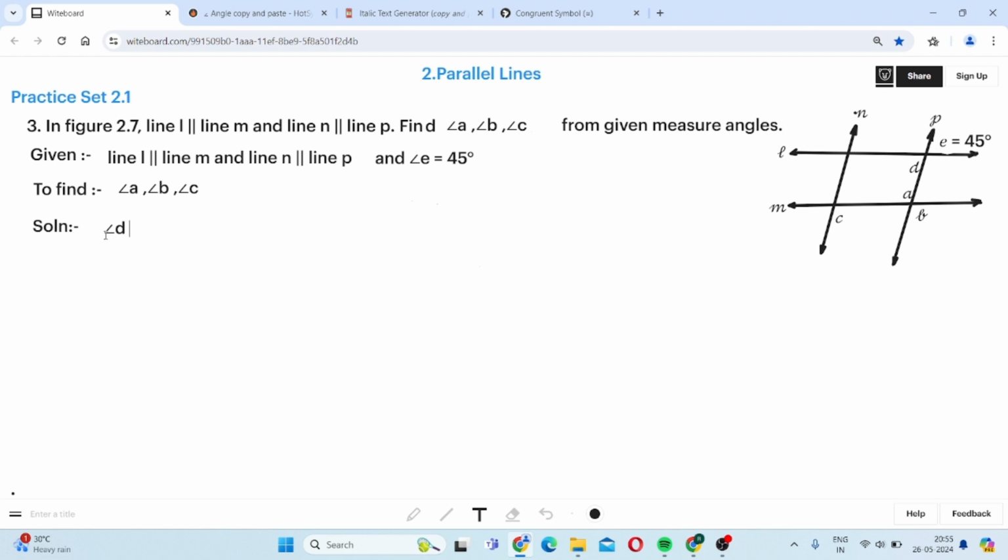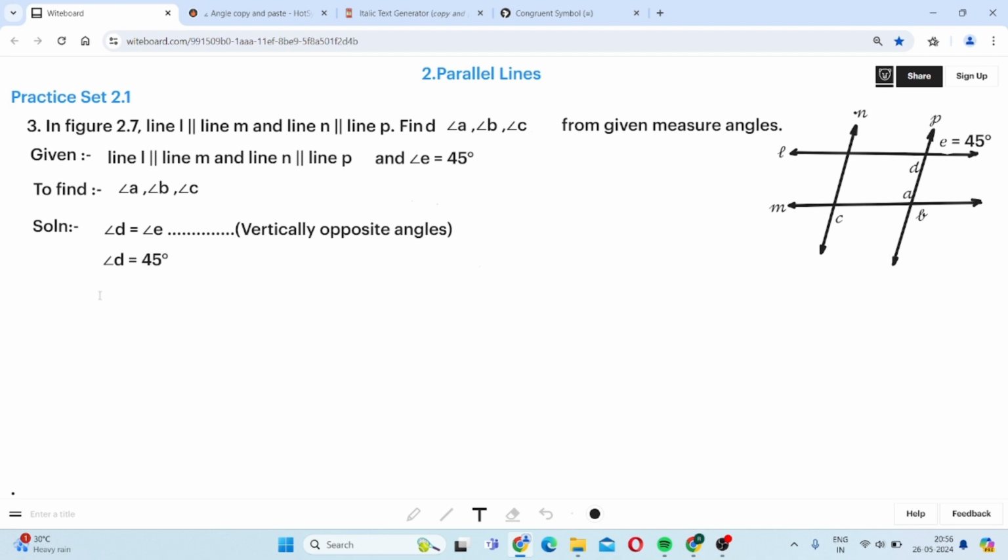Angle D is equal to angle E. This is because they are a vertical pair of angles formed by line P and line L. They intersect and we get the vertically opposite angles, angle E and angle D. So that is a pair of vertically opposite angles. Right? Therefore, angle D is equal to 45 degrees.